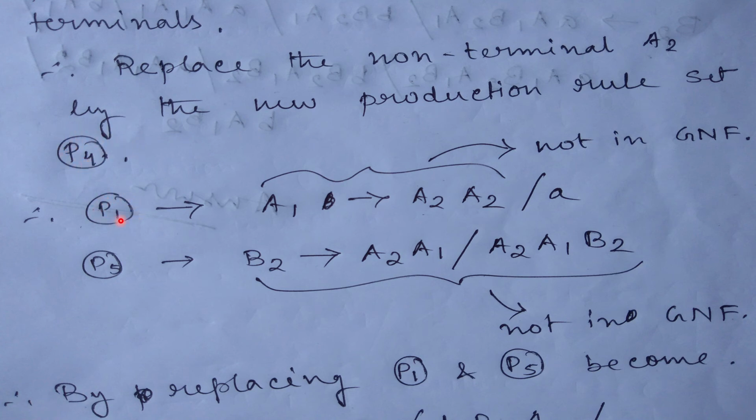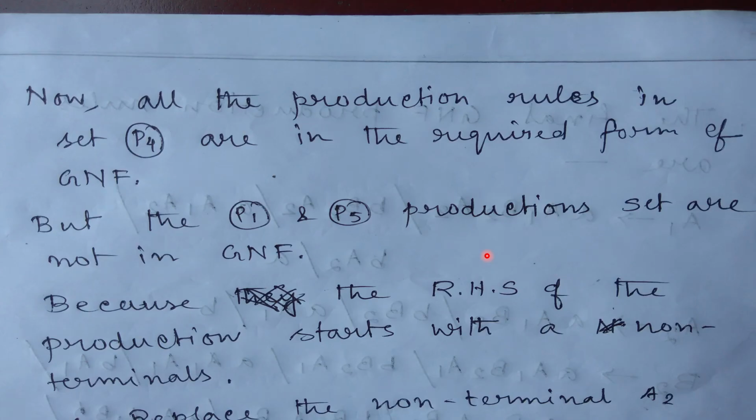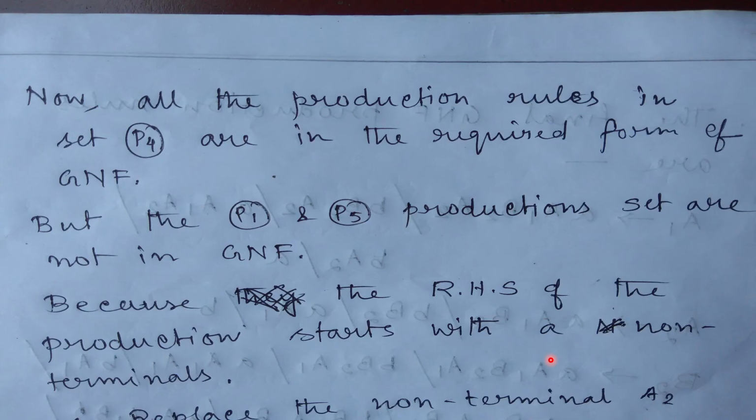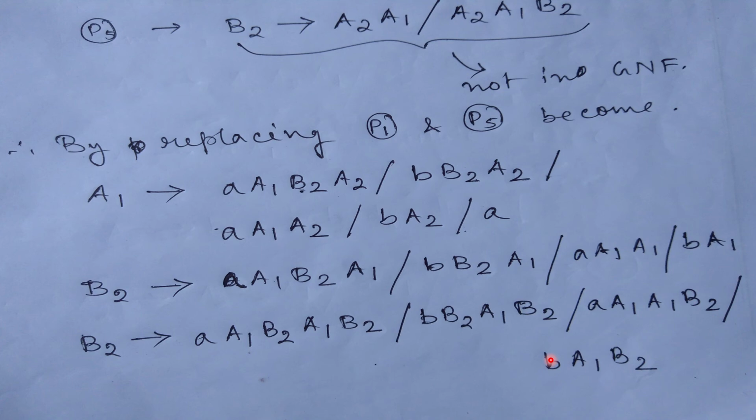So P1 was something like this. This part is not in GNF. Similarly, P5, the whole part is not in GNF. So I will just replace this A2 in production 1 and this A2 of production 5 by the new form of the A2 production, this one. Okay, so if I do this, what will I get?